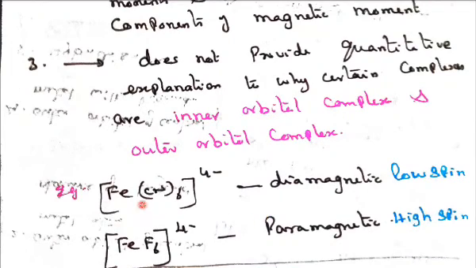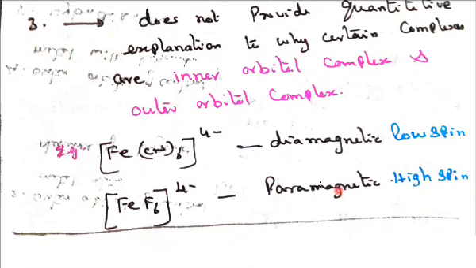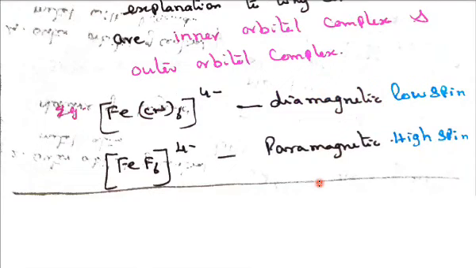For example, Fe(CN)6 4 minus is diamagnetic, it has a strong field ligand, it has low spin, and F minus is a weak field ligand having high spin complexes, which is not explained by this valence bond theory.